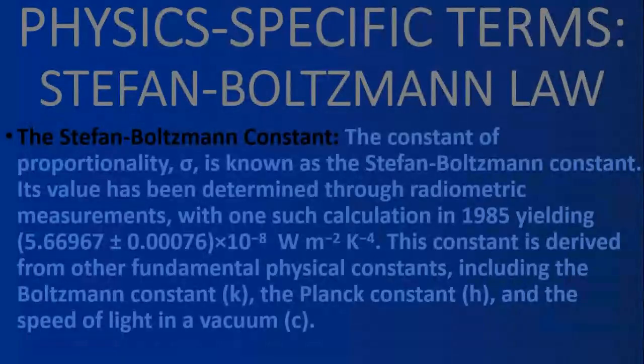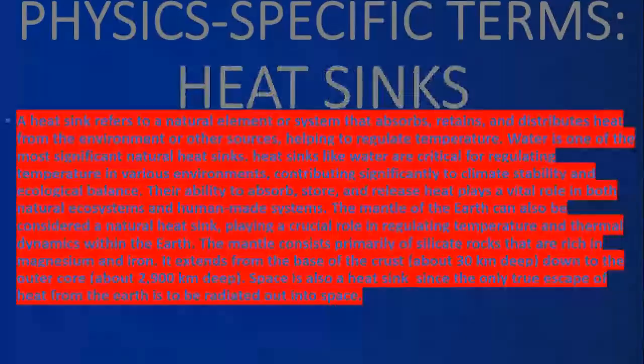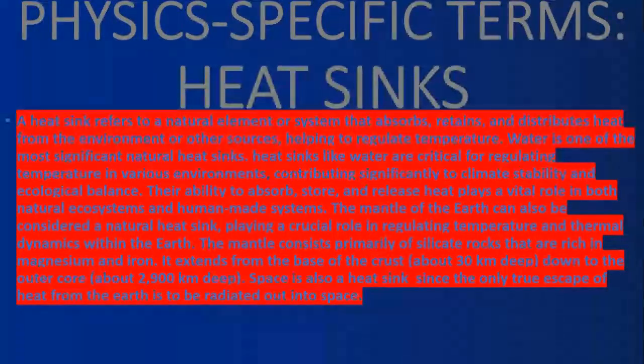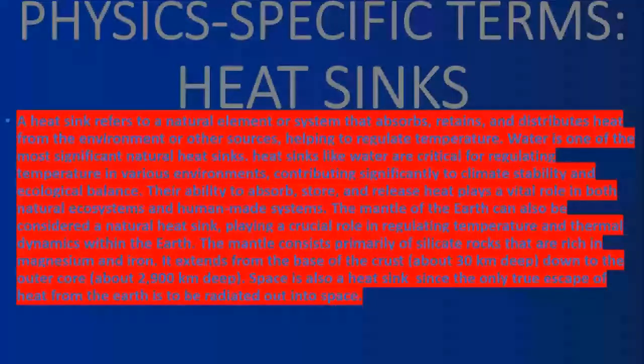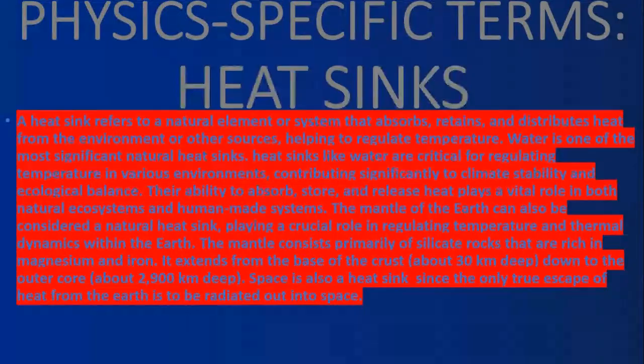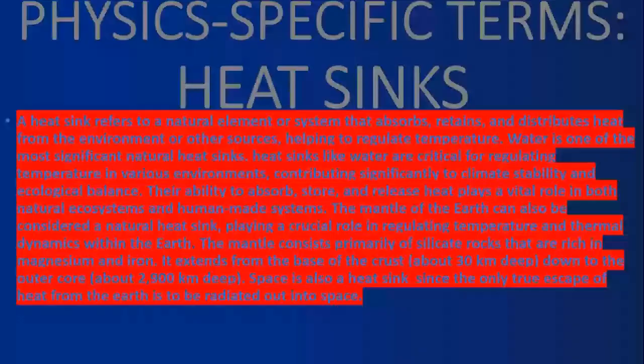All right. Now, another term that's used a lot in my model is heat sinks. A heat sink refers to a natural element or a system that absorbs, retains, and distributes heat from the environment or other sources, helping to regulate temperature. Water is one of the most significant natural heat sinks. Heat sinks, like water, are critical for regulating temperatures in various environments, contributing significantly to climate stability and ecological balance. Their ability to absorb, store, and release heat plays a vital role in both natural ecosystems and human-made systems.